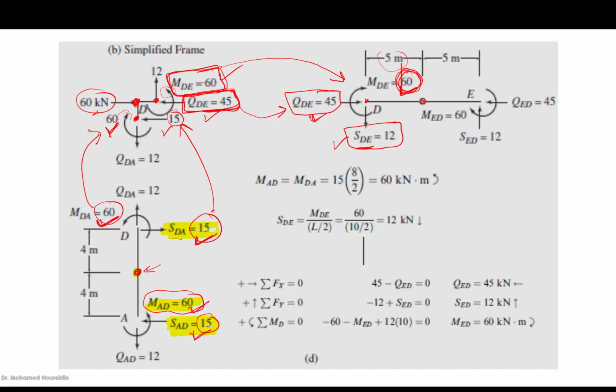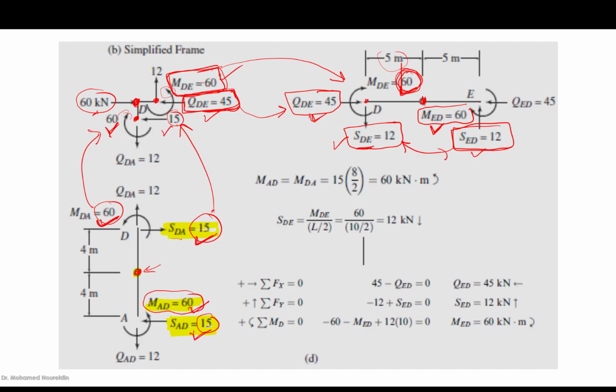And then from the equilibrium of the girder DE, we can obtain SED, which is the shear at the right of girder DE. It is going to be the same as this, but in a different direction. Taking the moment at the middle of the girder DE, we can obtain MED, which is going to be 60, right?